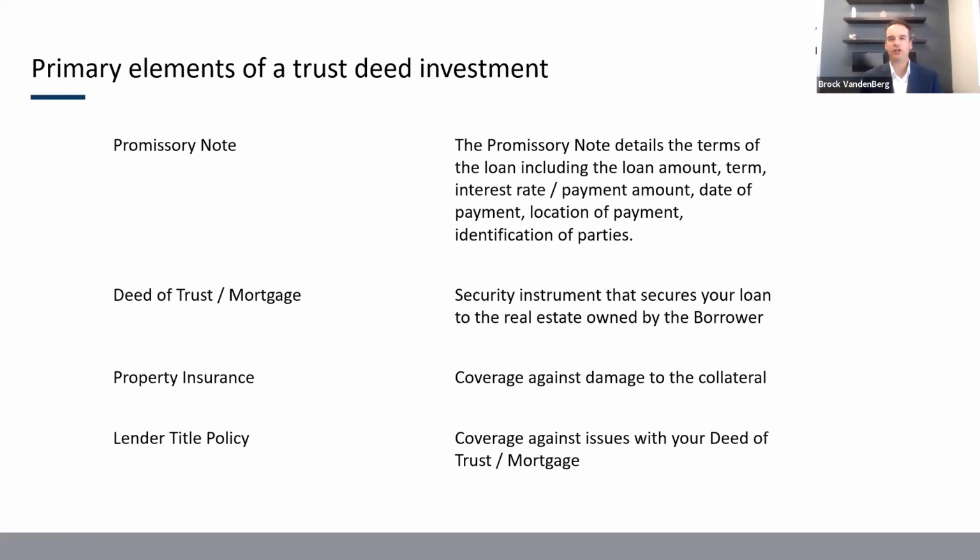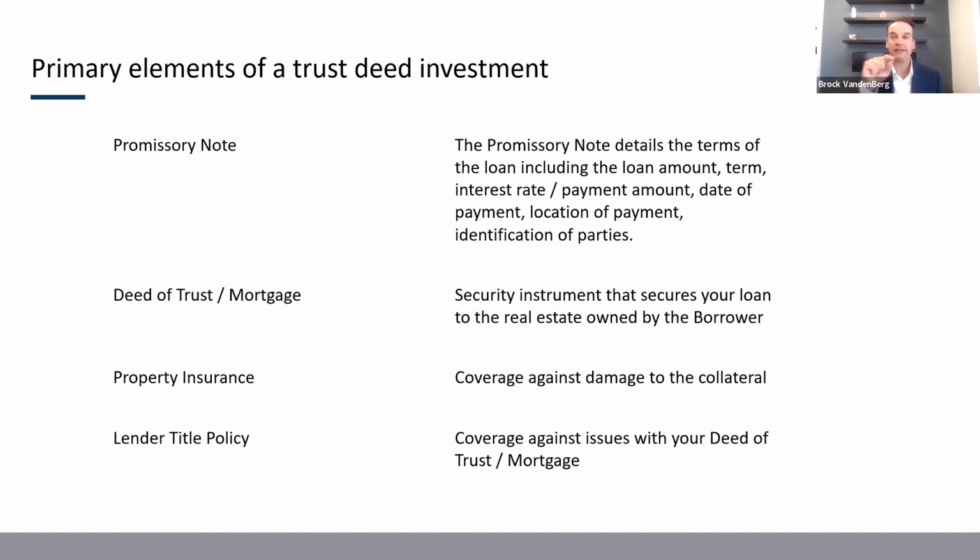Okay, property insurance. We talked about that. You want to make sure the property that you're securing your loan against is covered against damage. Let's talk lender and title policy. This is another one that, in the industry, nobody really understands. When you lend money, you want to make sure that when you record your deed of trust or mortgage, it's insured, okay?